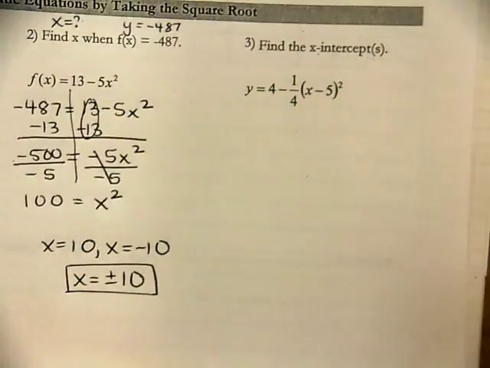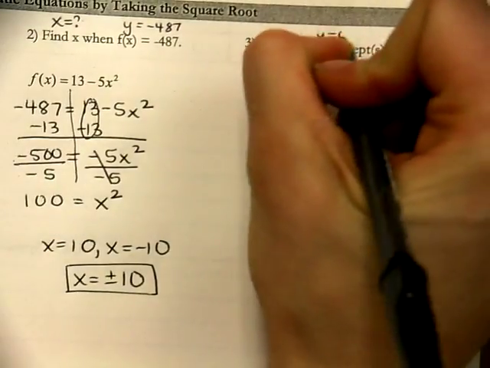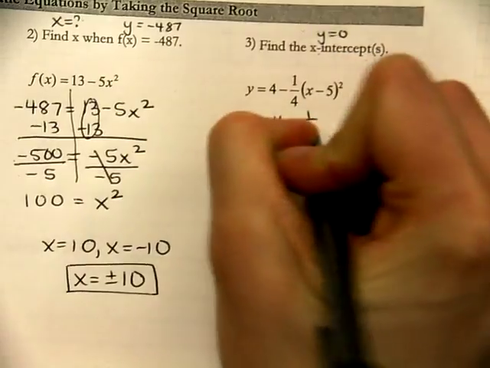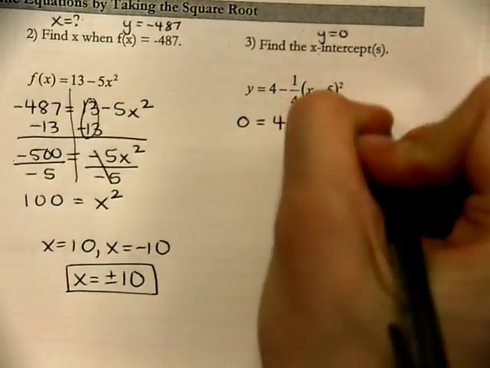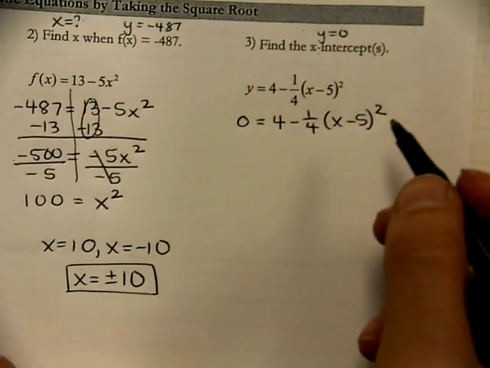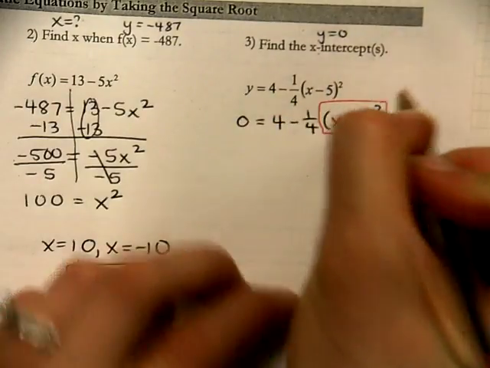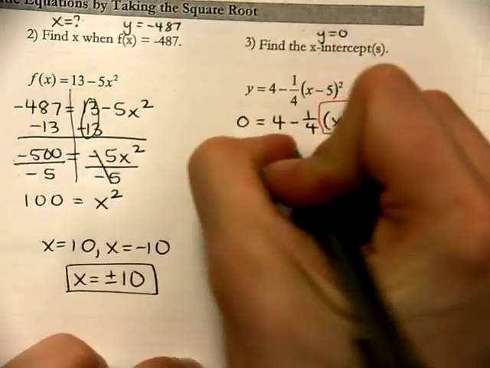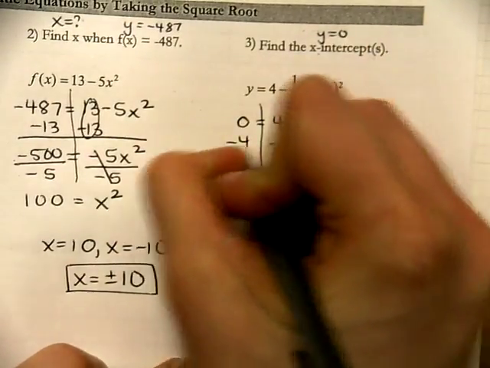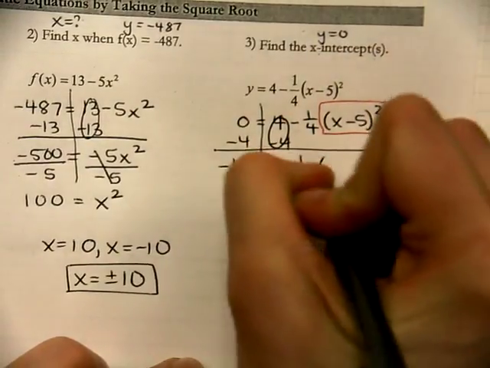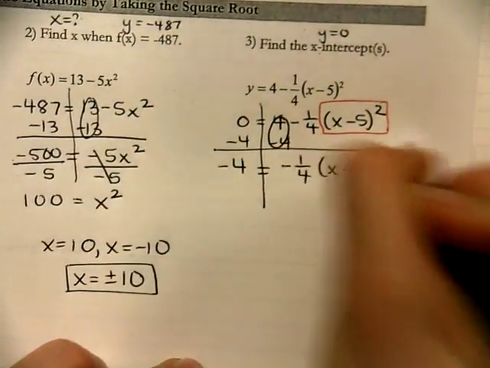So what I remember is that in order to find x-intercepts, I know that y has to be 0. So I take this equation, I make y equals 0, and now I solve for x. I continue to do inverse operations to isolate what's being squared. This time what's being squared is this expression right here. So I'm going to subtract 4 from both sides. I get -4 is equal to -1/4 times x minus 5 squared.